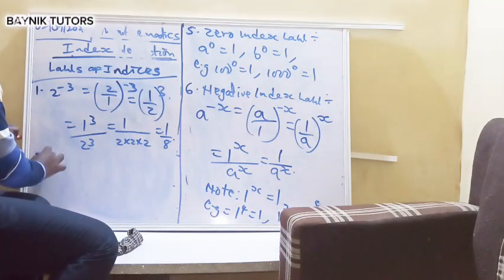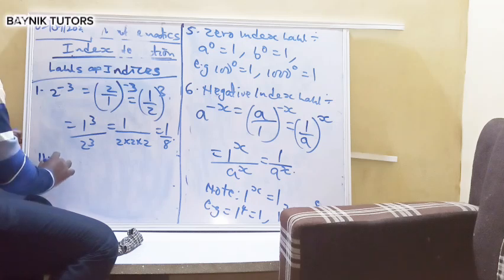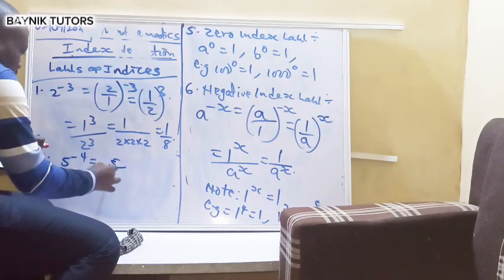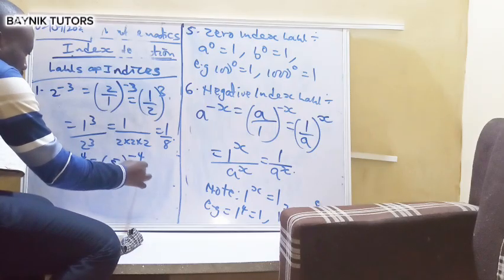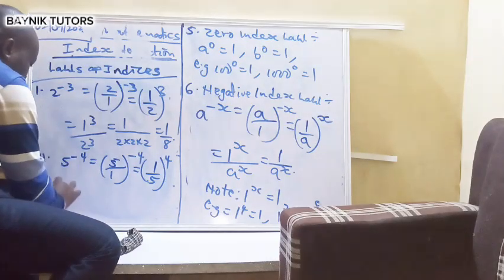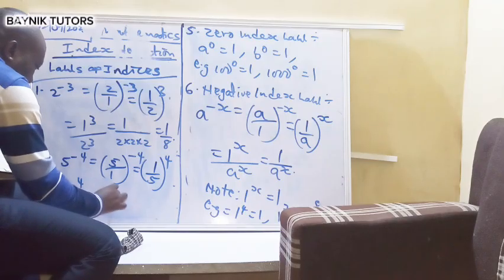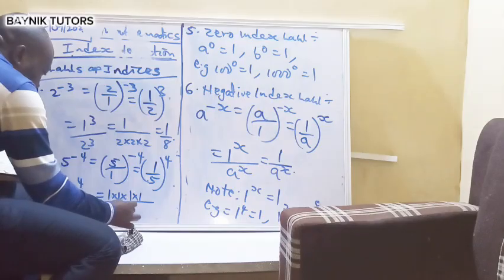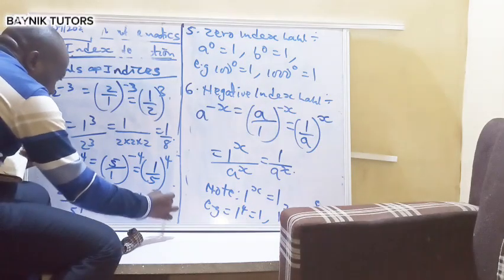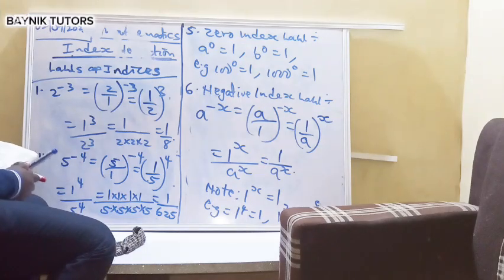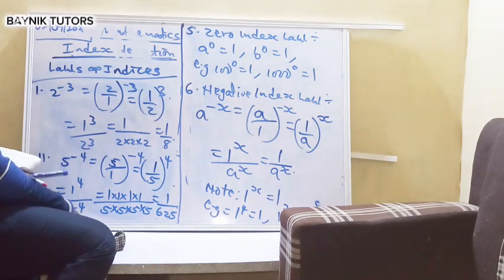Same thing applicable here. Imagine we have 5 raised to power minus 4. That will be 5 over 1 raised to power minus 4. Because of the negativity here, we interchange to 1 over 5 raised to power 4. And here will now be 1 raised to power 4 over 5 raised to power 4, which is equal to 1 times 1 times 1 times 1 over 5 times 5 times 5 times 5, which is 1 over 625. So that gives us that.